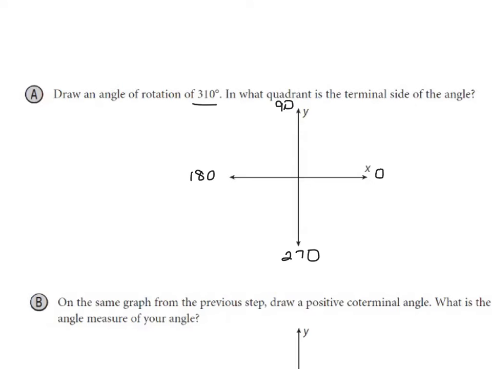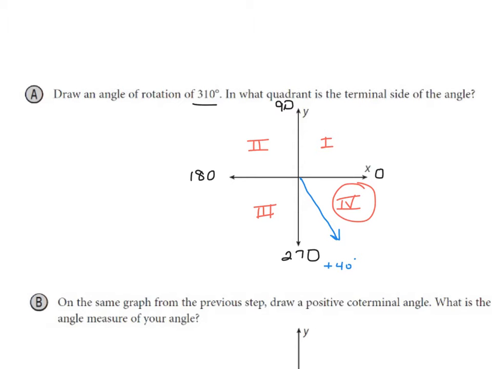So if I want an angle of 310, that's definitely more than 270. So how much more than 270? Well, that'd be 270 plus about 40 degrees more. So it's a little bit less than a 45 degree angle. So that would be about right there. So which quadrant is that in? Keep in mind, this is quadrant 1, quadrant 2, quadrant 3, and quadrant 4. And yes, you need to know those quadrants. So this one is in quadrant 4.